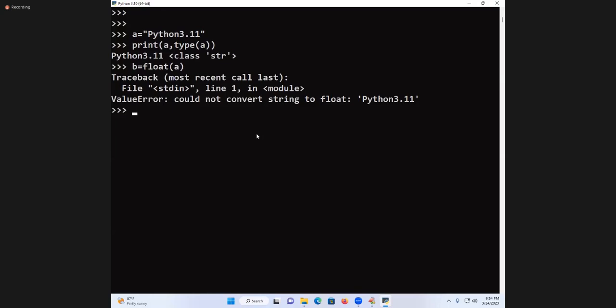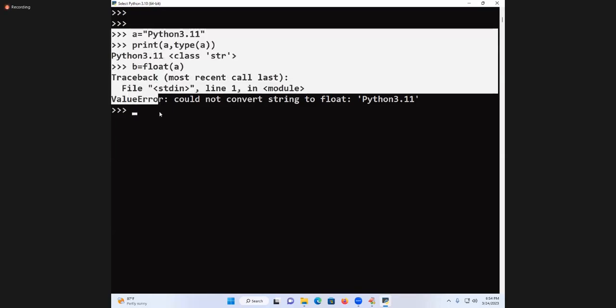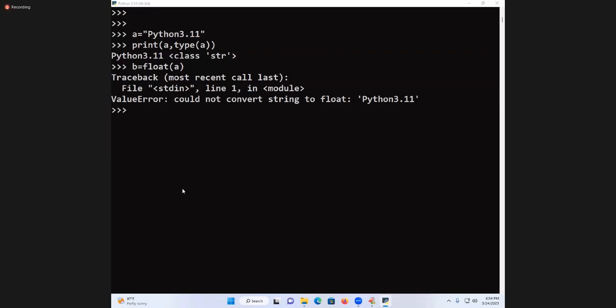Take care. A is equal to 12.3.11. Print of A and float of this gives an error. Value error, because it is treated as alphanumeric. Not at all possible. Did you understand these conversions?